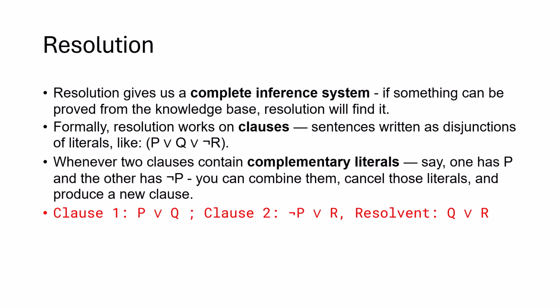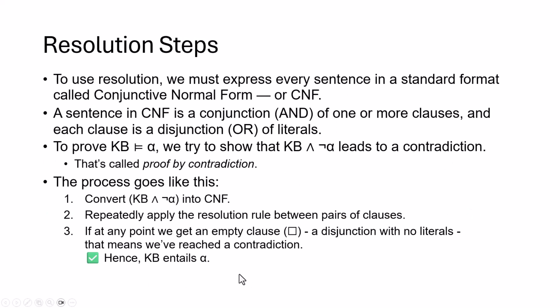So that means, as I said, whenever two clauses contain complementary literals, say one P and another not P, like here in clauses 1 and 2, you can combine them, cancel those literals, and produce a new clause. That's the resolution rule. It looks simple, but it's powerful because it systematically eliminates contradictions until we either prove the goal or show it's not entailed. But how do we do that? Those are the resolution steps, okay? So we will see that.